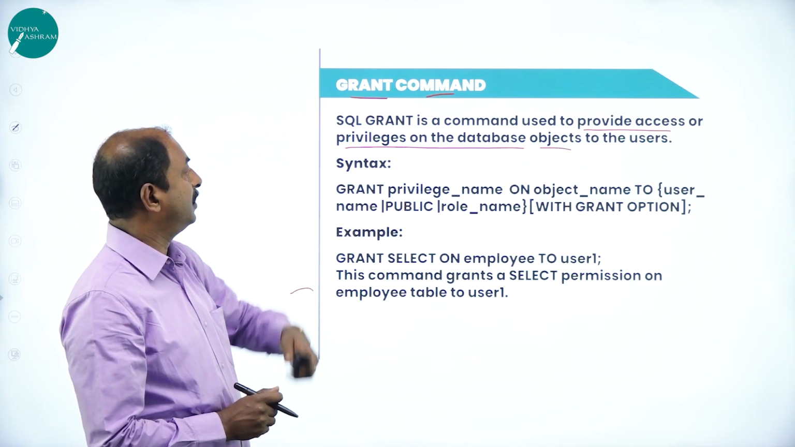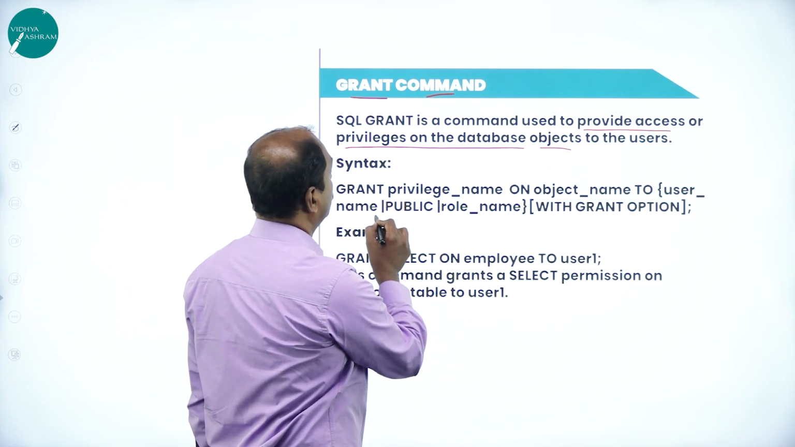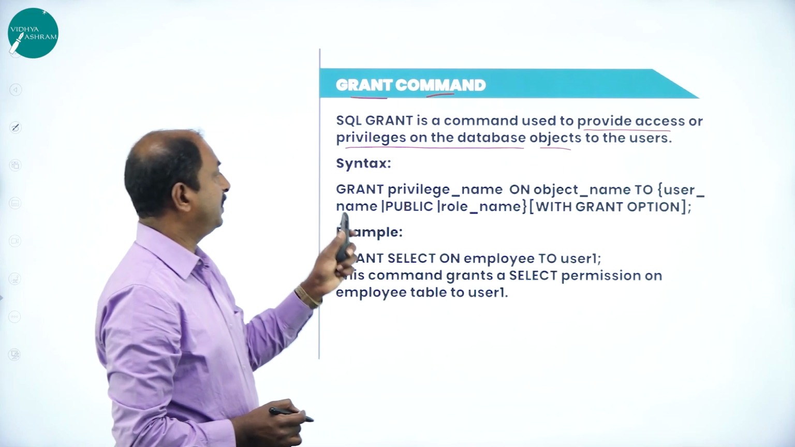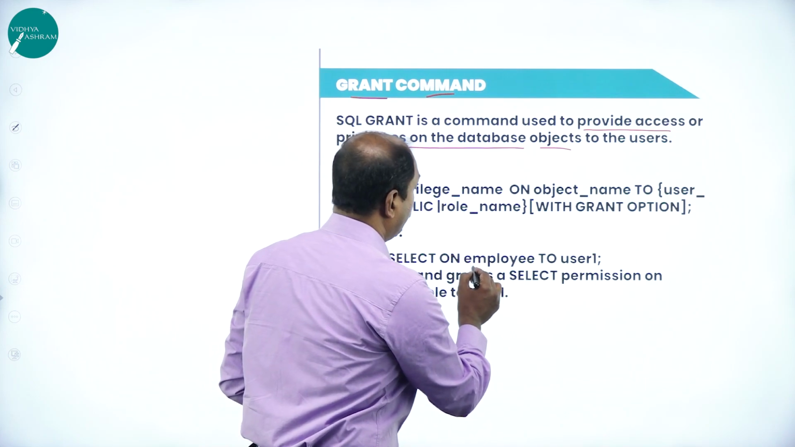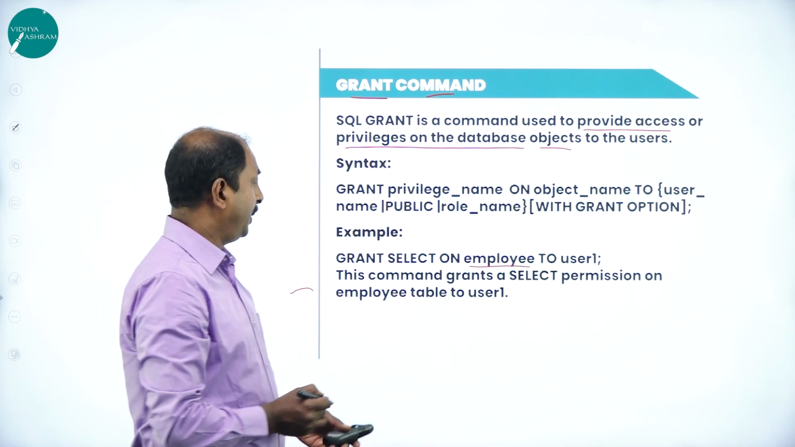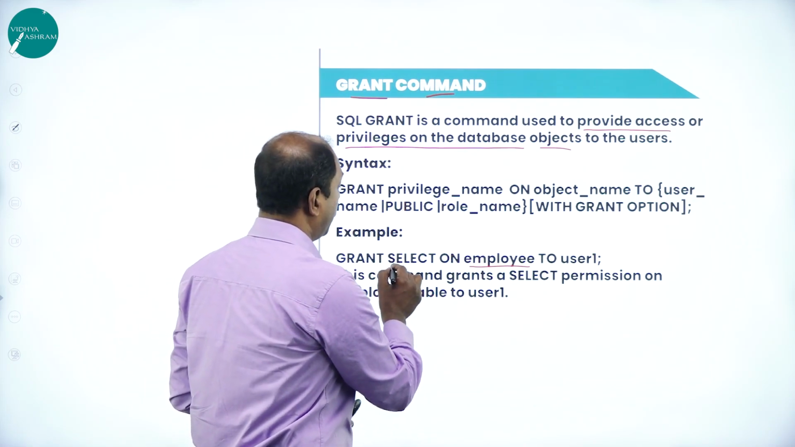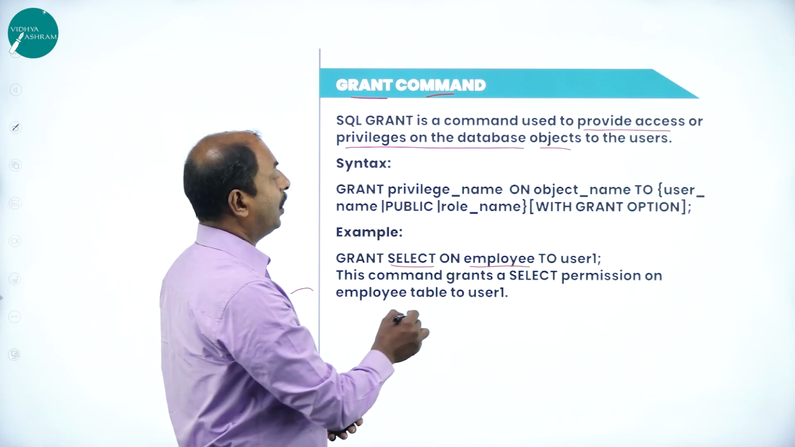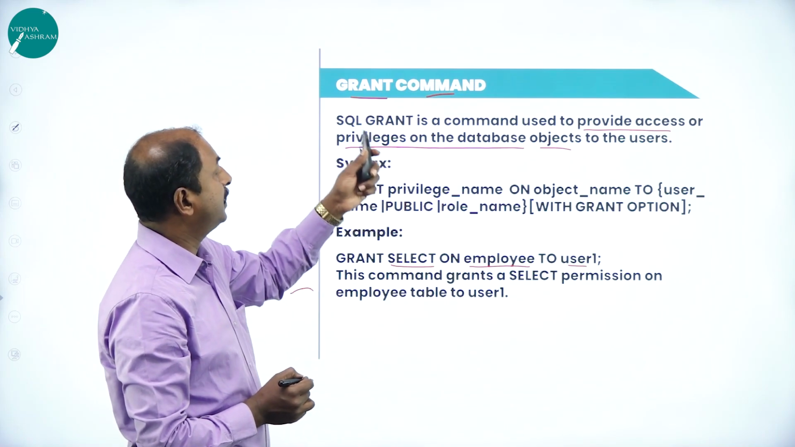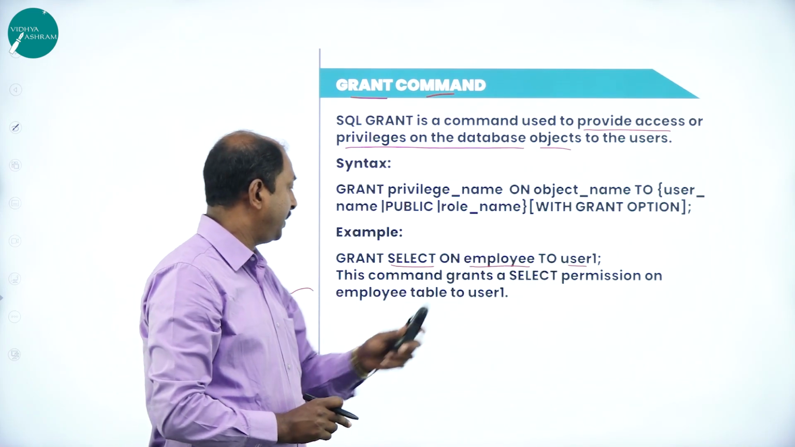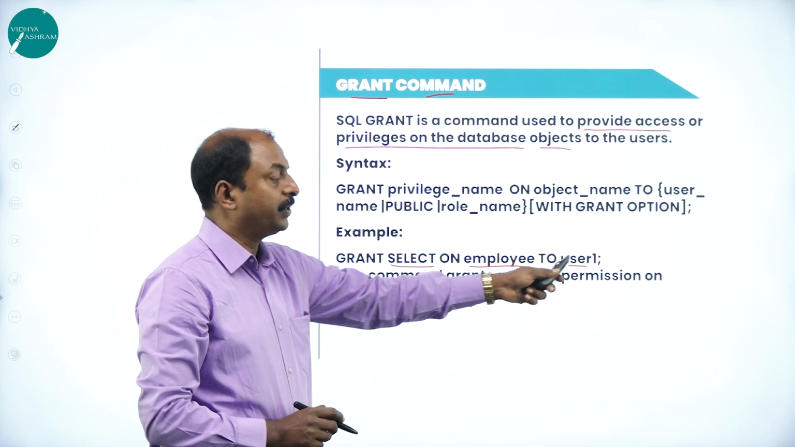That is the grant command. Syntax: grant privilege name on object name to the user with grant option. This is the syntax. Look at the example: grant select on employee to user1. What is the meaning of this? We are going to give select privileges on the table employee to user1. So this is the meaning of giving privileges to user1 here. Now this command grants select permission on the employee table to user1.